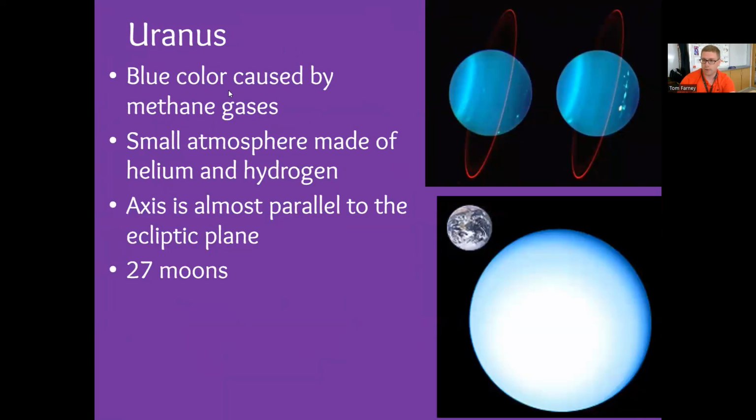Uranus is blue because there's a lot of methane gas here. We have a small atmosphere made predominantly of helium and hydrogen. And it's cool because Uranus rotates on its side. Whereas we rotate at about 23.5 degrees, Uranus is almost perfectly sideways in how it rotates. It has about a third of the moons of Jupiter and Saturn, but still many, many moons, 27 moons found at Uranus. So Uranus is cool, rotates on its side.